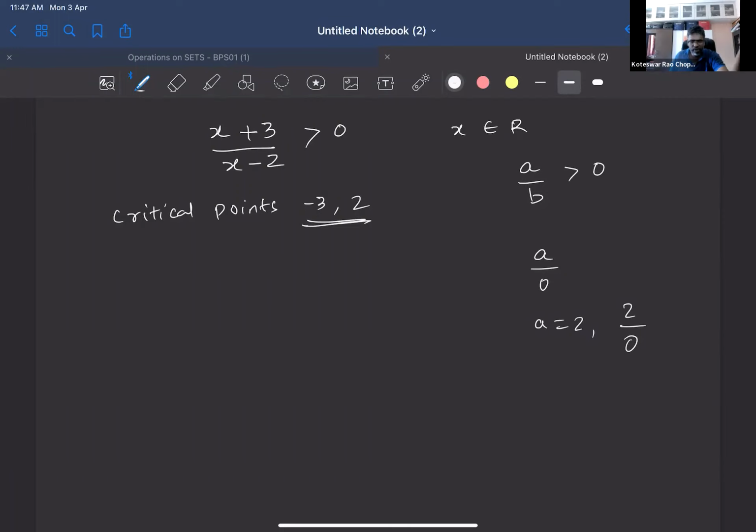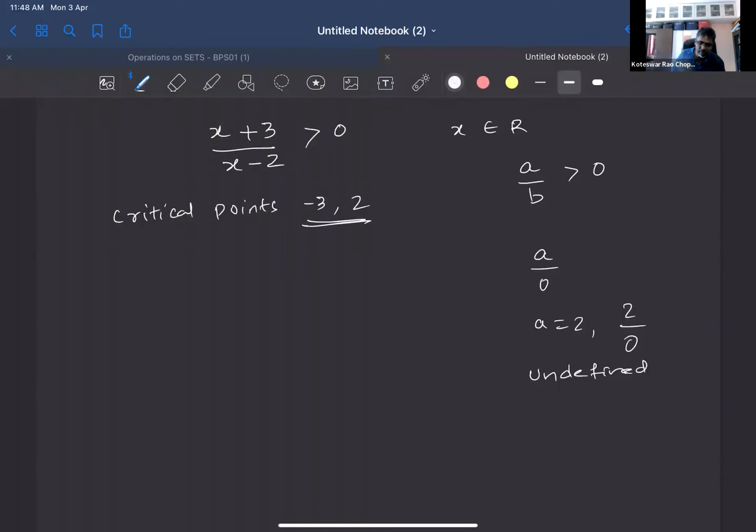But what do you mean by 2 divided by 0? It is undefined, right? You cannot divide by 0. If the denominator is slightly greater than 0, you can say I'll get a very large value. If it is slightly less than 0, I'll get a very small value. So division by 0 is undefined.